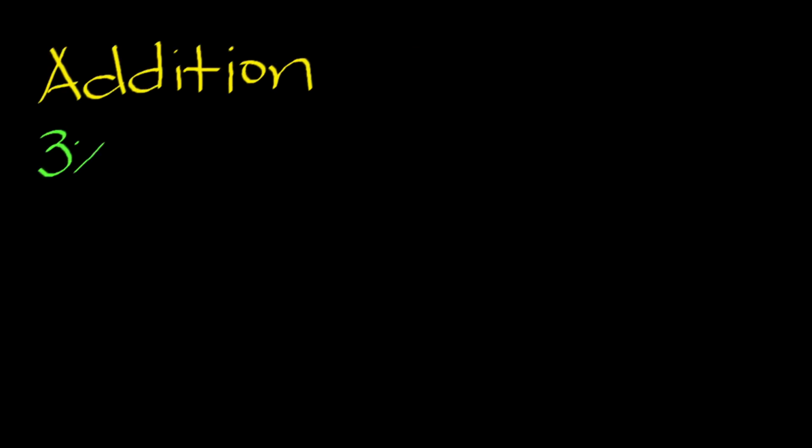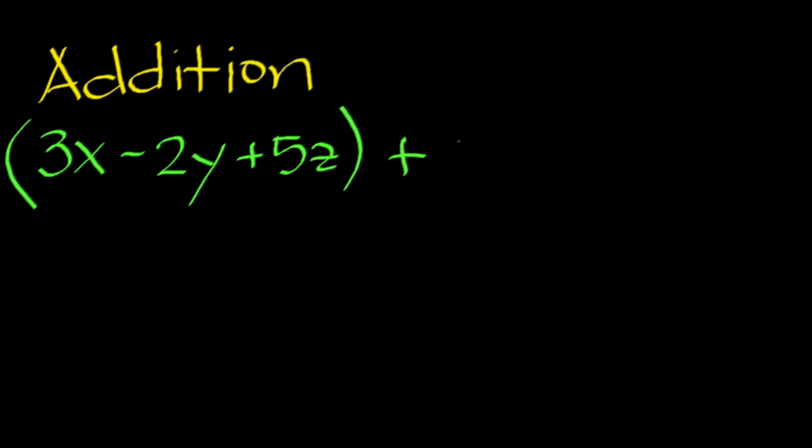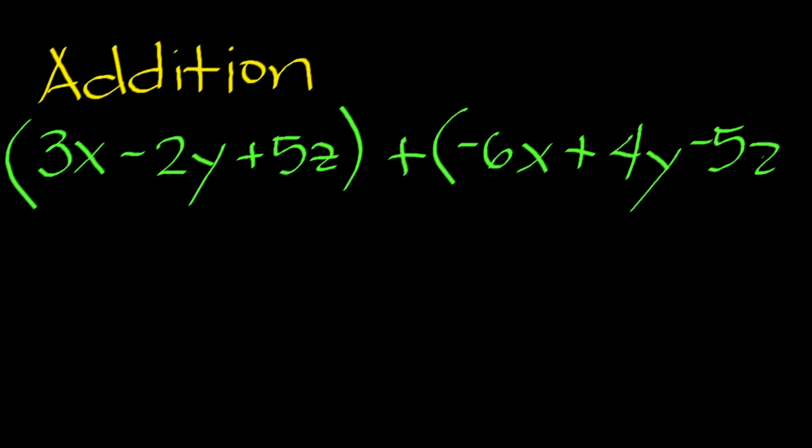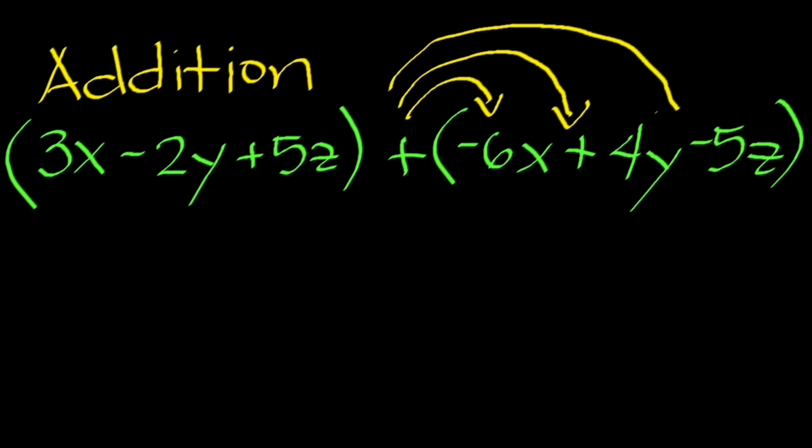Let's try adding the two given terms. Okay, i-write down natin yung 3x minus 2y plus 5z and then put it inside the brackets or parentheses. And then plus sign. And we will write down the second term, which is negative 6x plus 4y minus 5z. At ilalagay din natin yan sa loob ng parenthesis. Positive times negative 6x, and then positive times positive 4y, and then positive times negative 5z.